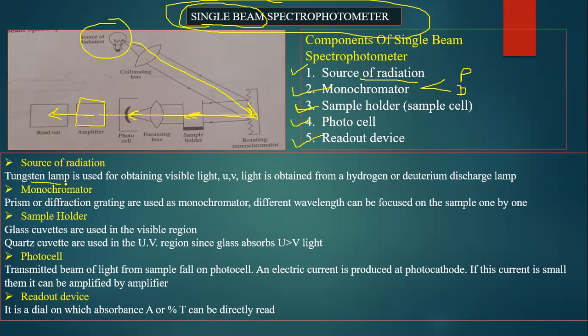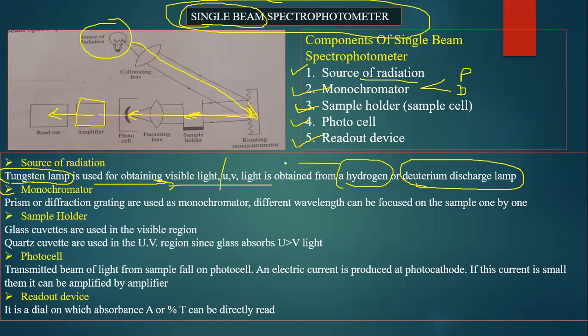The source of radiation is a tungsten lamp, which is generally used to obtain visible light. For UV light, a hydrogen and deuterium discharge lamp is used. So as I told you, tungsten is used for obtaining visible light, and to obtain UV light you are going to use a hydrogen and deuterium discharge lamp. Don't get confused in the sentence.